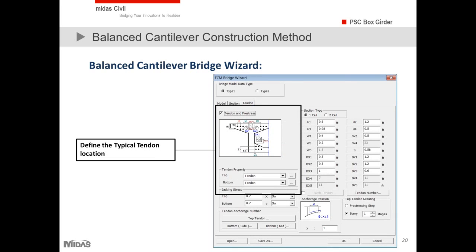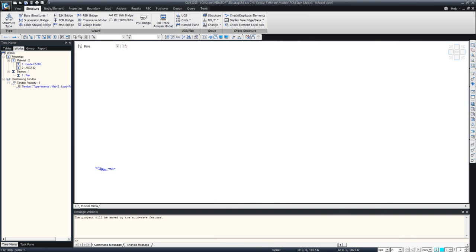Now in the third tab, you will define the typical location of the tendon in different segments. So as you can see here, you will define the typical locations. And once you define these typical locations, Midas Civil will automatically generate the tendons for you. Now I would like to show you how Midas Civil Wizard works in Midas Civil itself. So I'll open a Midas Civil model and I'll show you how you can use Midas Civil to generate the geometric model of a bridge constructed using balanced cantilever approach.